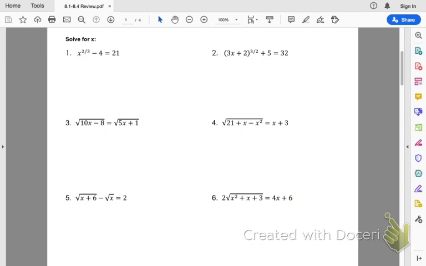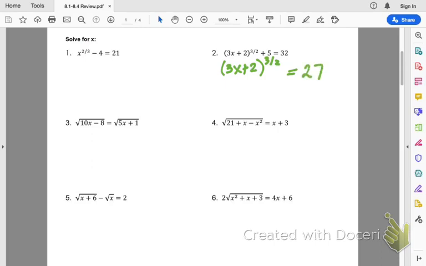So I'll try number 2 for you guys. So think about it as PEMDAS backwards. So I'm going to add, subtract first, then multiply, divide, then exponents, and then parentheses last. So I'm going to subtract 5 first. So (3x + 2) to the 3/2, subtract the 5. And so that leaves me with 27.